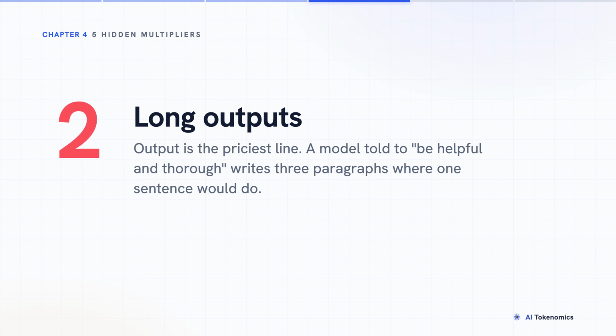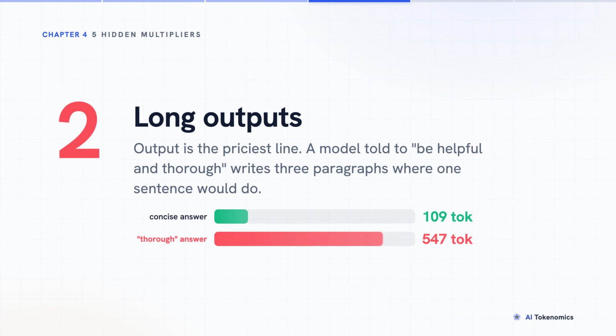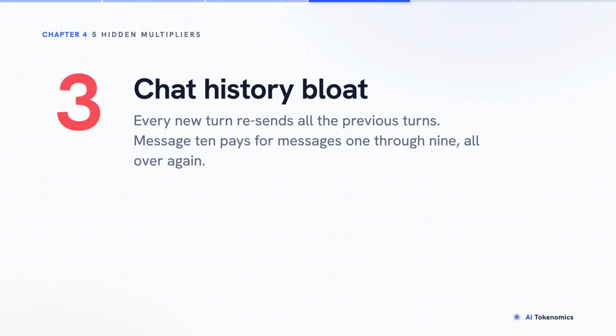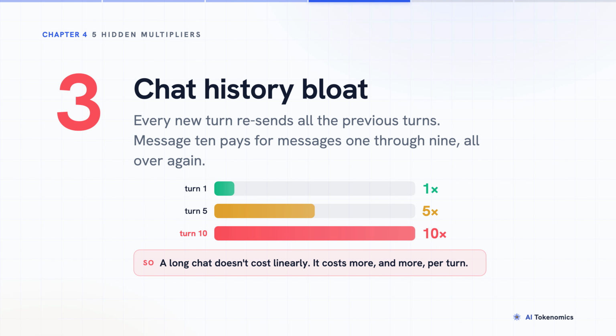2. Long outputs. We just saw output is the priciest line. A model told to be helpful and thorough writes 3 paragraphs where 1 sentence would do. Verbose answers quietly dominate the bill. 3. Chat history bloat. In a conversation, every new turn resends all the previous turns. Message 10 pays for messages 1 through 9 all over again. A long chat doesn't cost linearly, it costs more and more and more per turn.